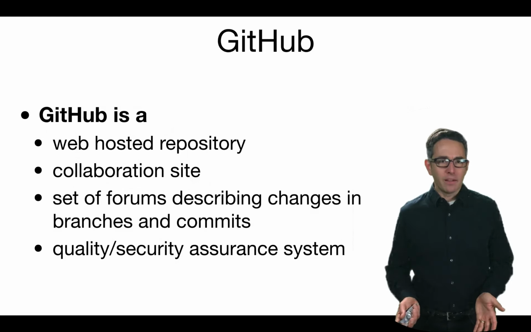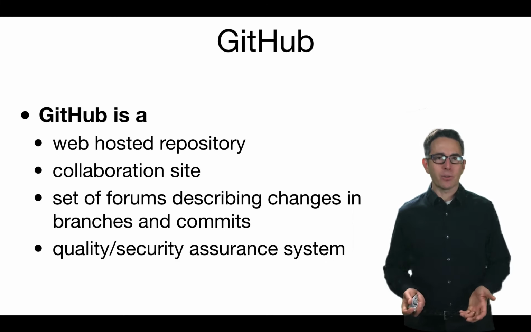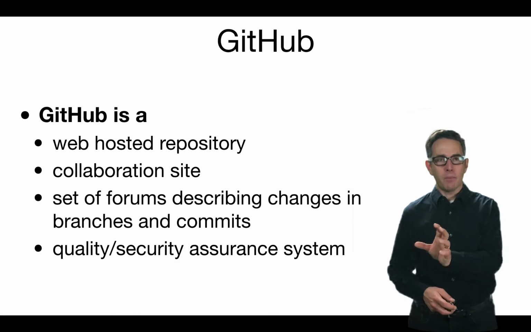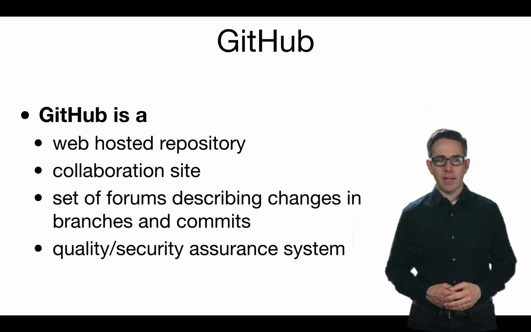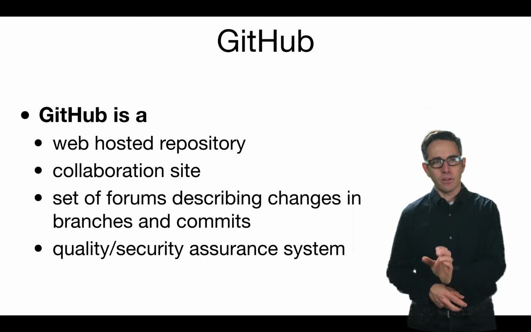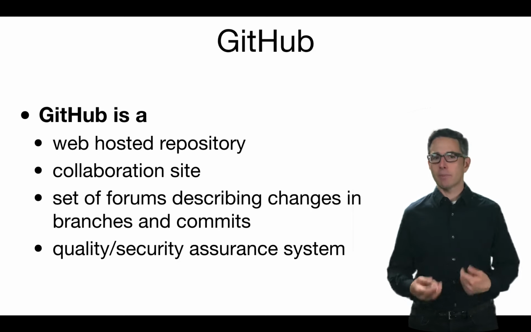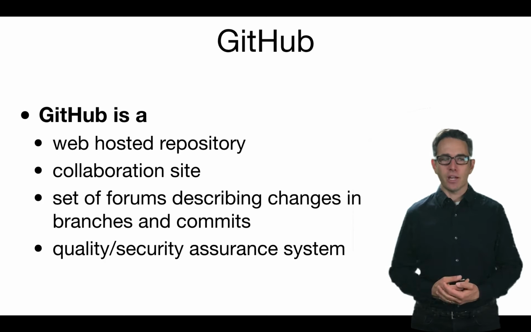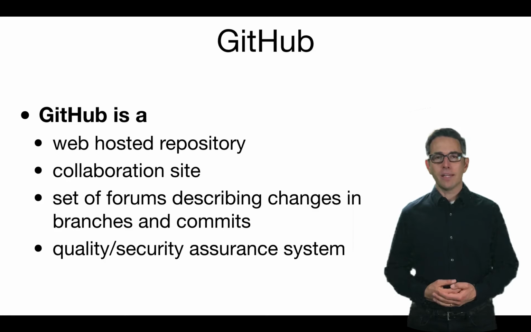What is GitHub then? Well, GitHub is a web-hosted repository. It's a place where you can put these collections of software and all the changes that have been made to them. It's also a collaboration site. It's a place where you can go to have discussions about the software. It also has a set of forums that are attached to different commits within your changes so that you can have discussions about branches and commits and what you did in each one of those changes. It also has a built-in quality and security assurance system for doing continuous integration, for doing code quality checks, and for doing automated testing.